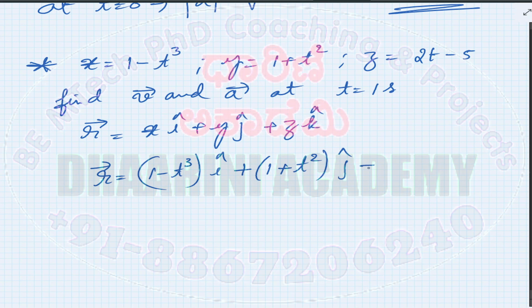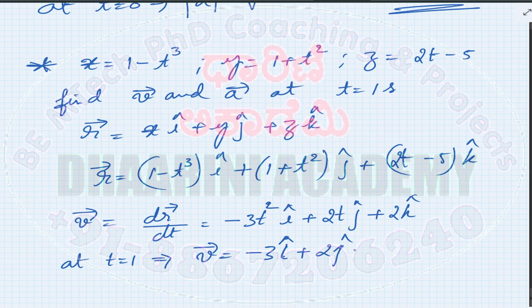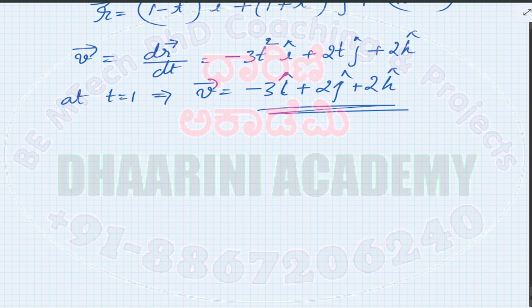So v is nothing but dr by dt. So 1 minus t cube becomes minus 3t square into i cap, plus 2t into j cap plus 2 into k cap. Okay, now no need to find the magnitude because the question says find v vector at 1, not the magnitude. So at t equal to 1, put t is 1, so v is equal to minus 3 into i cap plus 2 j cap plus 2 into k cap. This is the answer.